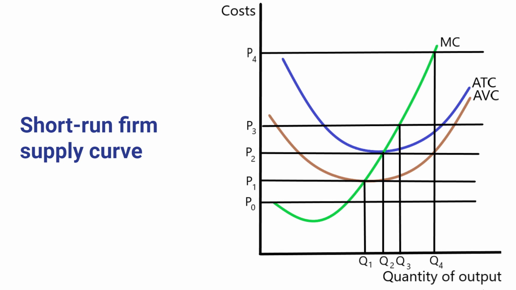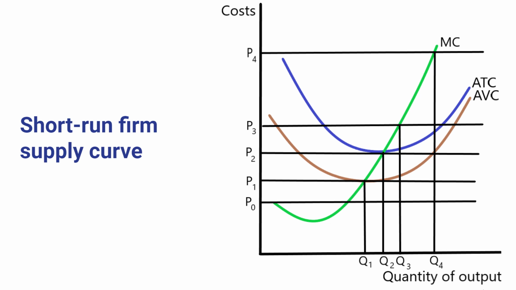We can also look at what happens at alternative prices. If the price is P0, the point where price equals marginal cost is below the average variable cost curve, so the firm would choose to produce nothing. If the price is just equal to P1, the firm would be indifferent between producing Q1 units of output or shutting down. But for any price above P1, the price would be strictly above average variable cost, and the firm would be better off continuing to produce. So when the price is just equal to P1, it would just be barely willing to produce Q1. For any price above that, it would move along that marginal cost curve.